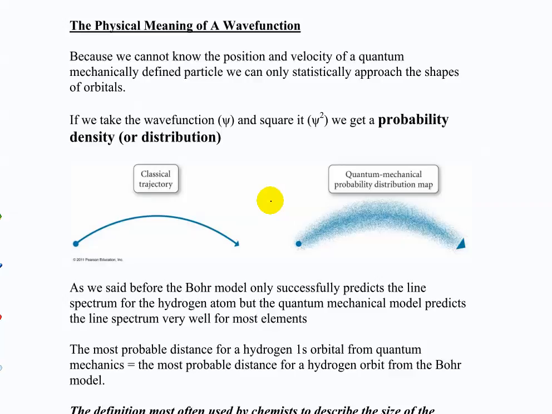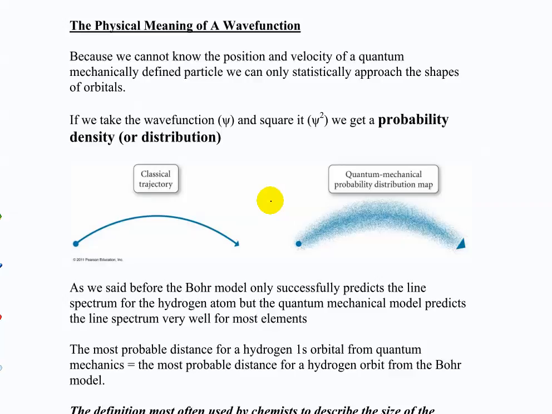We remember from the Heisenberg uncertainty principle, we can't know the position and the velocity. So we can't know the exact path that an electron takes in an atom. That's one of the reasons the orbital is certainly wrong. We can't know exactly how it goes. All we can know is where it could be, in a probability. So here's the difference between a classical trajectory and a probability distribution.